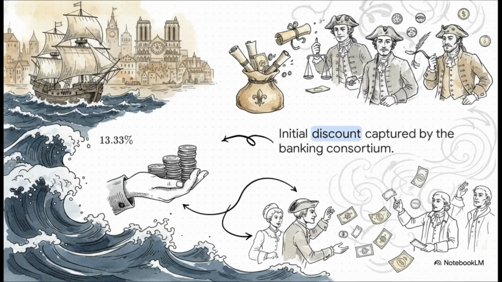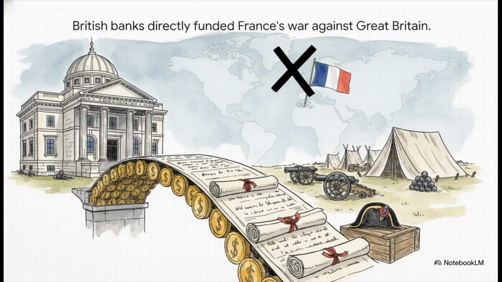And that desperate urgency allowed the banking consortium to step in and secure an incredibly aggressive pricing structure. The bankers bought the entire bond issue from the French Treasury at a steep 13.33% discount. They effectively paid France 86.5 cents on the dollar, fronted the cash, absorbed massive liability relative to their capital, and immediately pre-sold that risk to the European public. And right here is where we see the jarring geopolitical contradictions of the era.